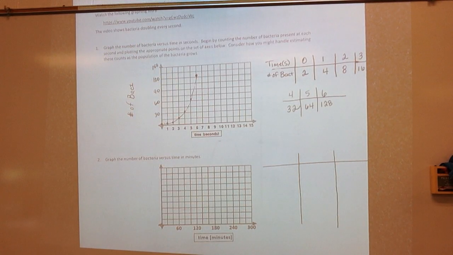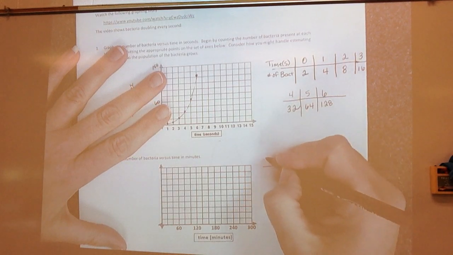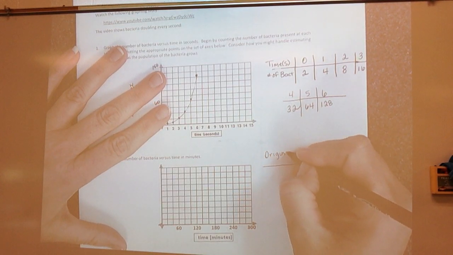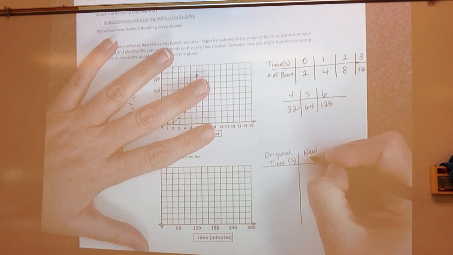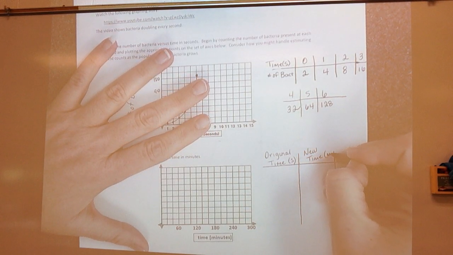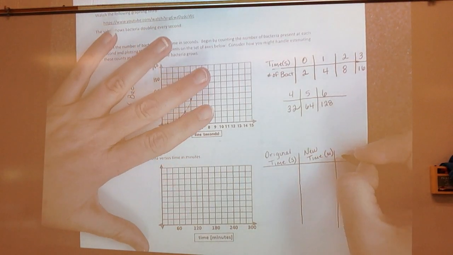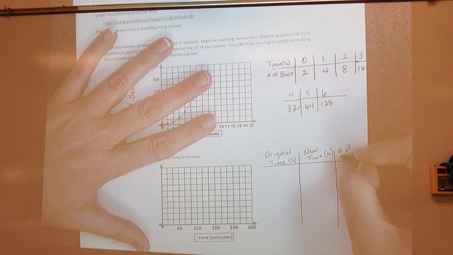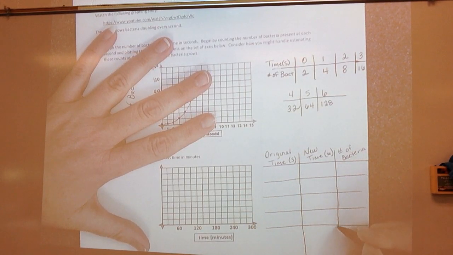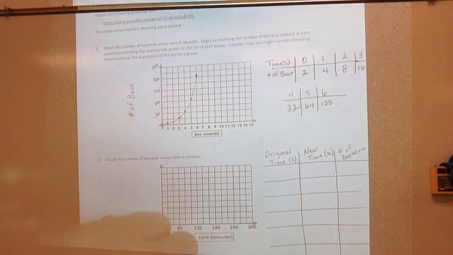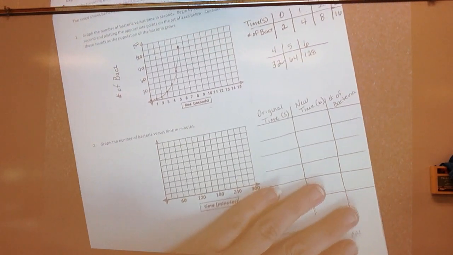We're going to have our original time, which was in seconds, if you remember. We're going to have our new time, which is in minutes. And now we're going to have the number of bacteria. I'm going to extend it just a little bit because we've already figured out some of these other times here.